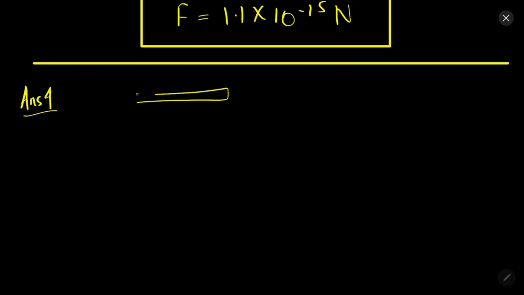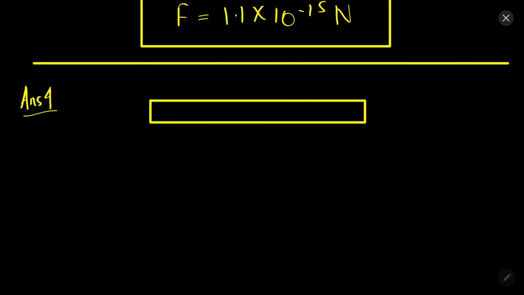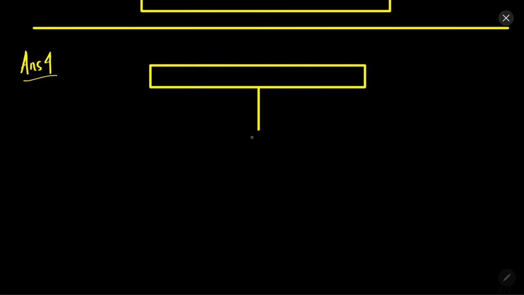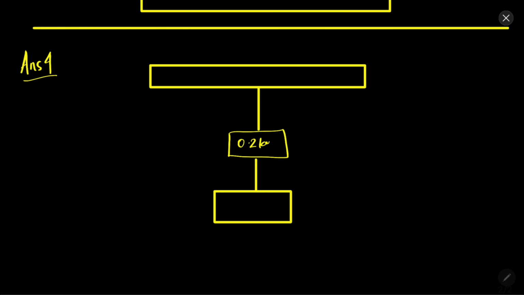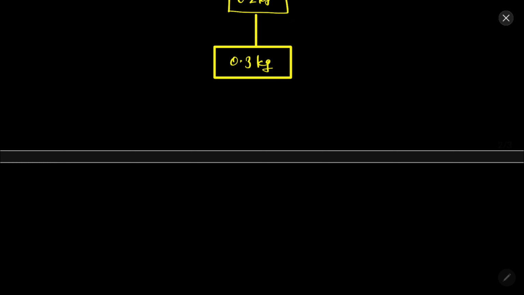So the situation is something like this: we have a ceiling. From this ceiling we have two blocks. One block is of 0.2 kg and another block is of 0.3 kg. So 0.2 kg, then 0.3 kg block. Okay, so this is the situation. Now let's isolate the system.